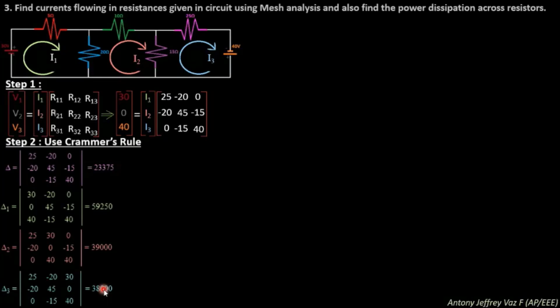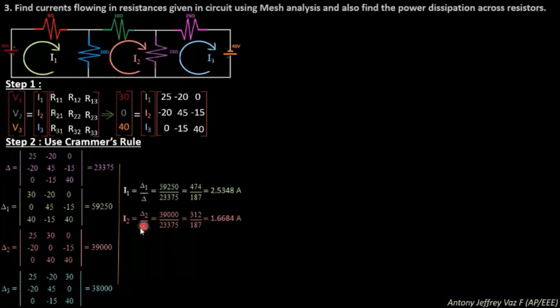Then you can find the current I1 by dividing delta 1 by delta, which is nothing but 2.5348 amperes. Then you need to find current I2 by delta 2 divided by delta, which is nothing but 1.6684 amperes. For I3, what you need to do? Divide delta 3 by delta, which will give you 1.6257 amperes.